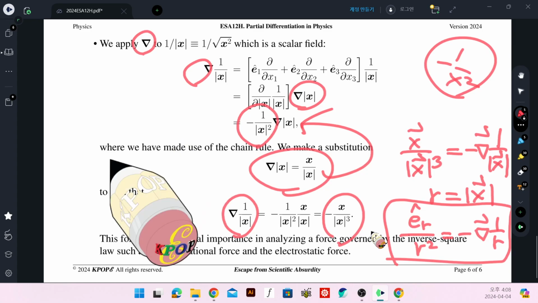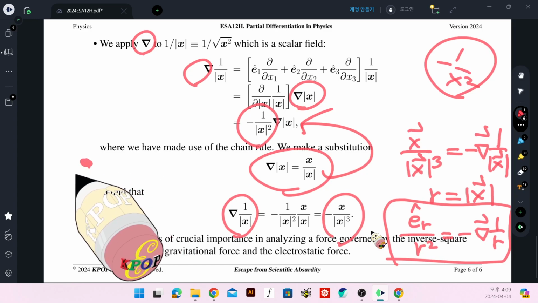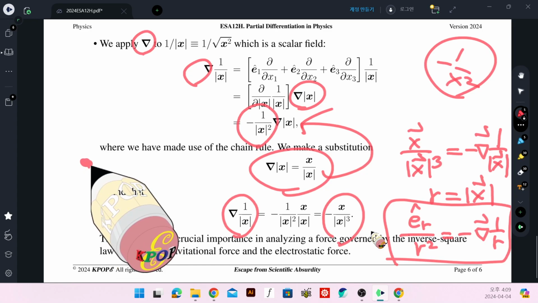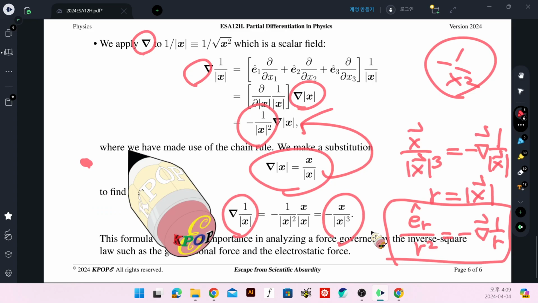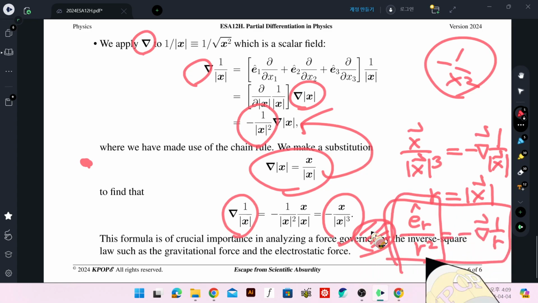Any gravitational force or electrostatic force due to a point-like mass or a point-like charge will generate the force, up to a constant of strength, with this geometric form. It states that the strength of the force decreases proportionally to 1 over the distance squared. That is called the inverse square law.